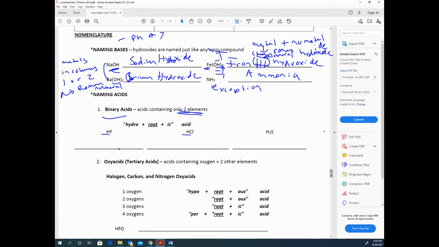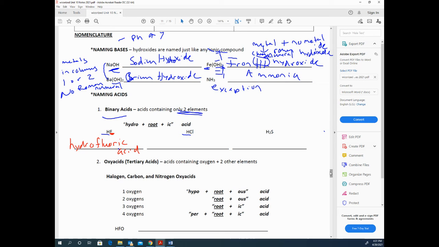It has 2 elements. So the rule for these says I'm going to put hydro, and then the root of my second element, not hydrogen. Hydro is for that. My second element is fluorine. I'm not going to write the whole word fluorine, just the root. So hydro, fluor, and then tack on ic. A little out of room, so I'm going to put acid down here. So hydrofluoric acid is what it's called. And that's just how you do it.